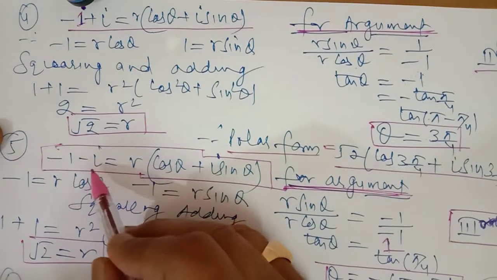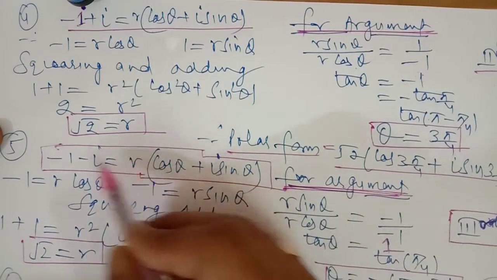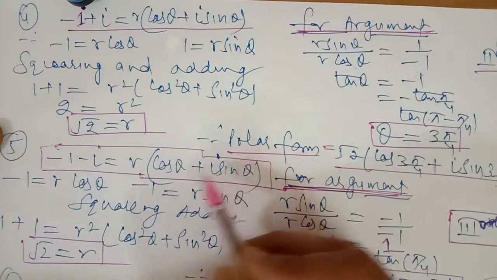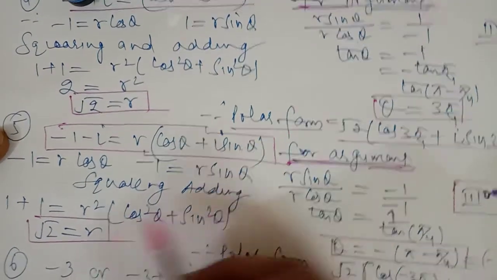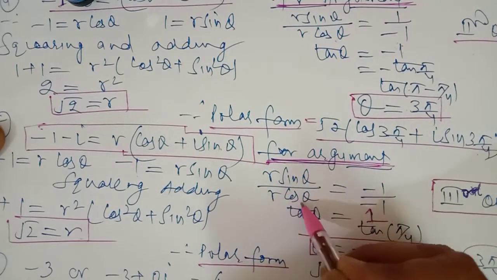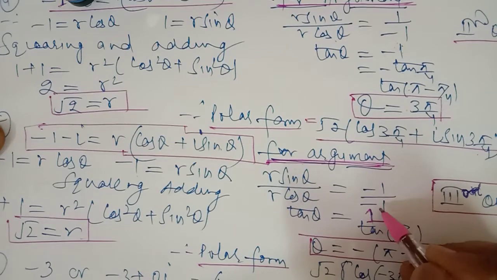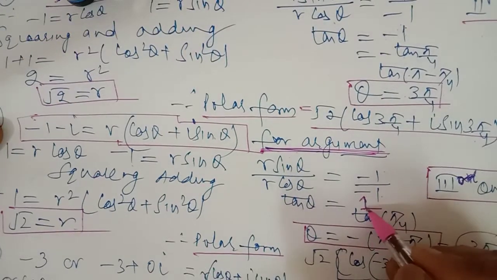So minus 1 minus i, you put it equal to r cos theta plus i sin theta. r cos theta will be equal to minus 1, r sin theta will be equal to minus 1. By squaring and adding, you will get the value of r. For the principal argument, you divide both the equations: r sin theta upon r cos theta is equal to minus 1 upon minus 1, because sin theta and cos theta are both negative. So this will lie in the third quadrant, and this is 1.